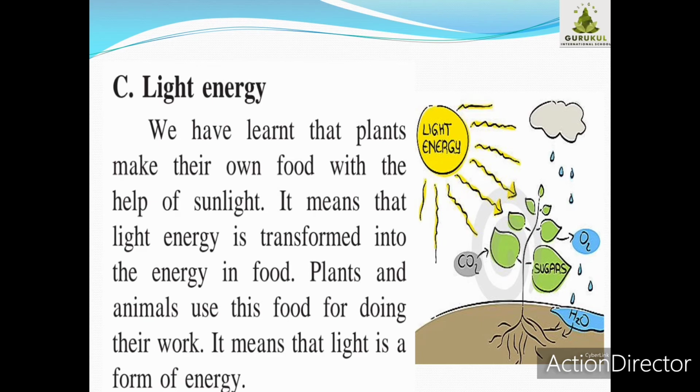So ultimately, from where are we getting this energy? From the sunlight. It means that all living things, plants and animals, are dependent on light energy, meaning on sunlight, for doing our work, as we require energy to do this work. It means that light is a form of energy.